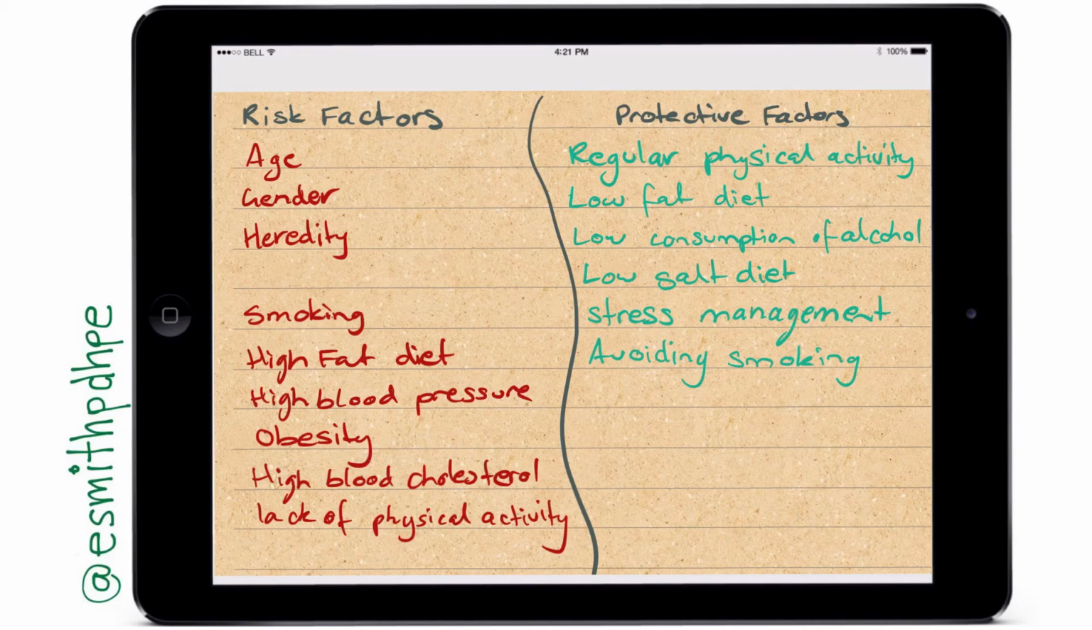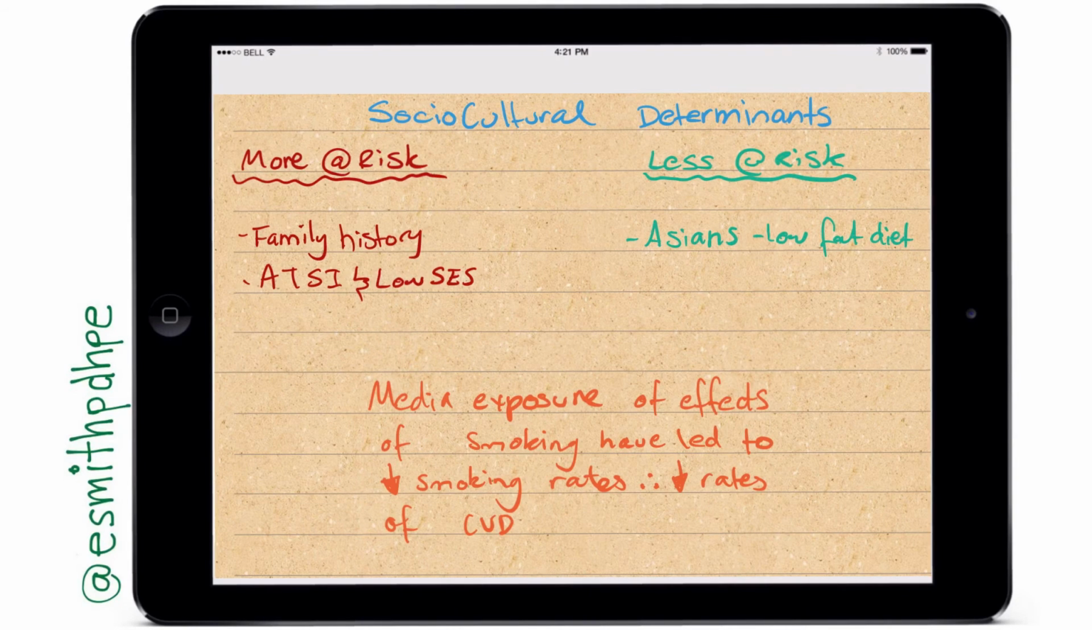If we come over to this side and have a look at the protective factors, these are factors that can support us in improving our health and decreasing our chances of cardiovascular disease. We have regular physical activity, a low fat diet, low consumption of alcohol, low salt diet, stress management and avoiding smoking. Now we're going to have a look at how the different determinants can impact cardiovascular disease.